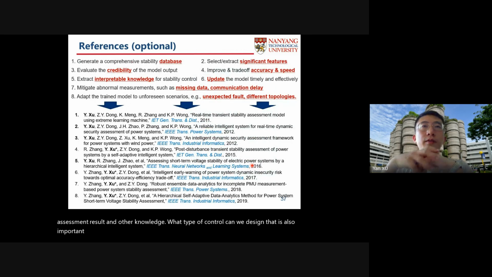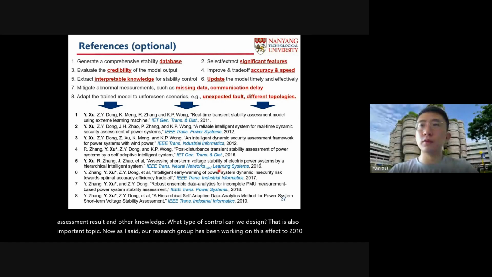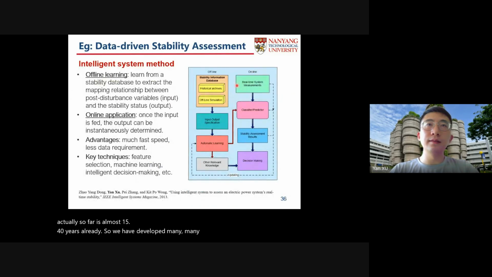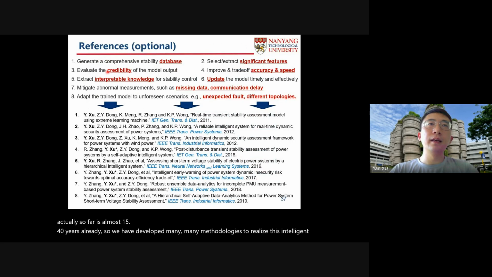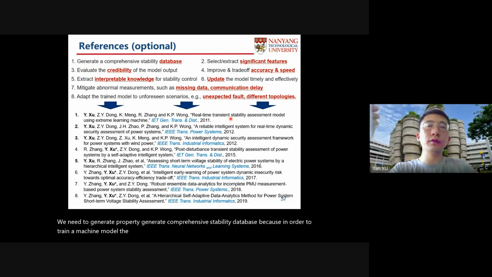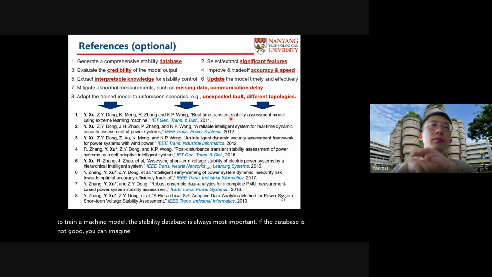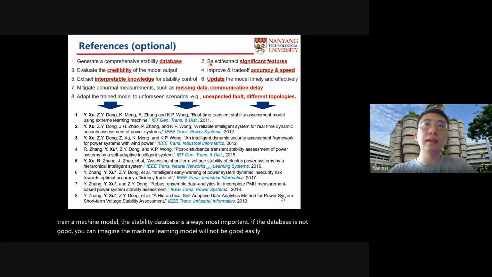Now, as I said, our research group has been working on this since 2010. So far, it's almost 14 years already. We have developed many methodologies to realize this intelligent system. Specifically, we need to properly generate a comprehensive stability database, because in order to train a machine learning model, the stability database is always the most important. If the database is not good, you can imagine the machine learning model will not be good either. And we need to select and extract the critical features, as I just mentioned.